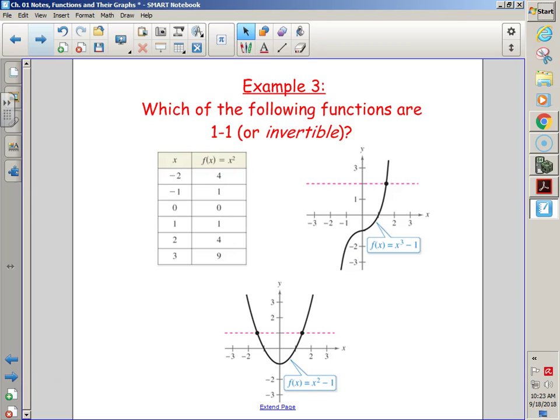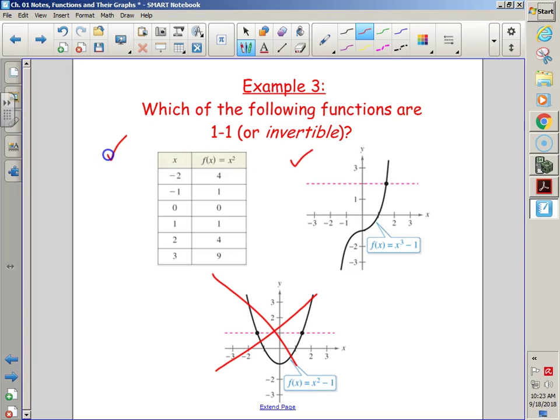Which ones are invertible? First one is one-to-one or invertible, check. Second one is not. Oh, okay, good. That one fails. It's a quadratic, right? Totally fails the horizontal line test. Each y is not paired with only one x. That one, doesn't it pass? Okay. So that one's one-to-one, invertible. That one's not invertible. Why is this one invertible?